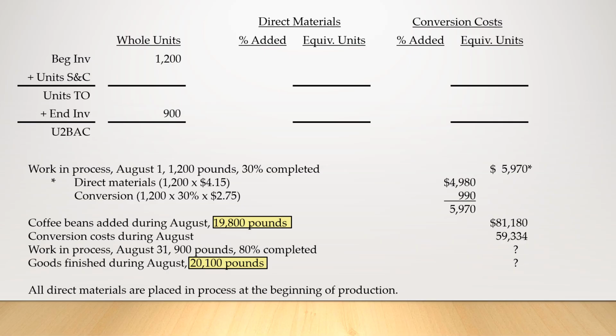The total goods that we finished during the month are the goods that we transferred out. Now we can use our basic math to calculate units started and completed and units to be assigned costs. Note how our units started and completed plus our ending inventory equals our units put into production for the period.